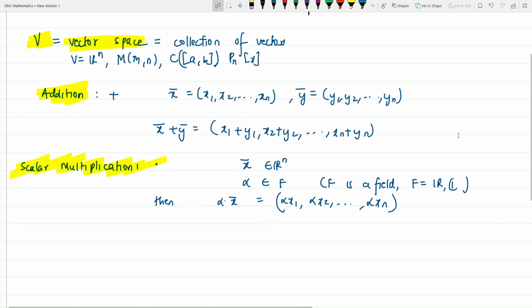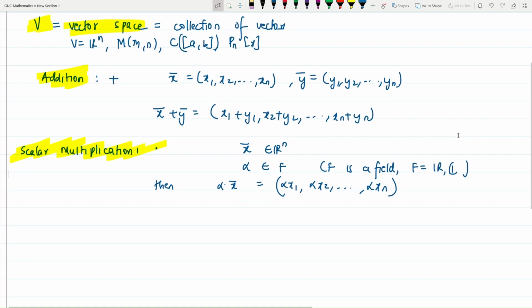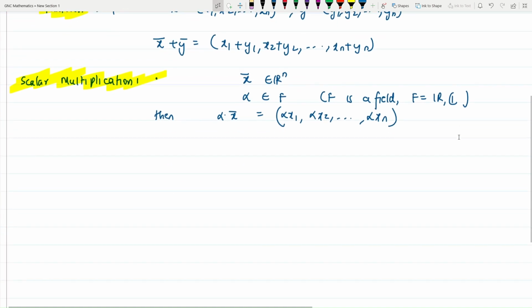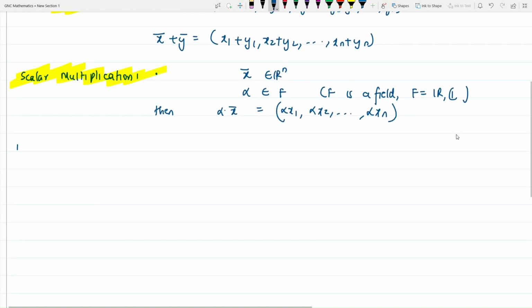After this, what we are going to do is check a number of conditions. If those conditions are satisfied, then we say that V is a vector space with these two operations. The first one is closure of addition. By closure of addition, it means that if I take two vectors u and v in the vector space V, then u plus v should also be a member of V. That means the answer cannot go out of V.